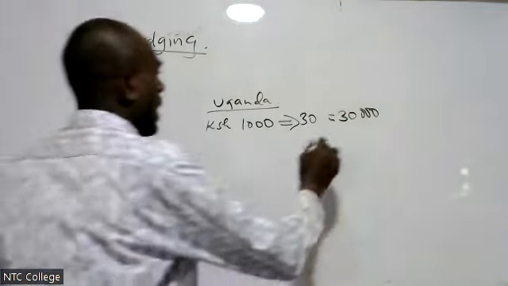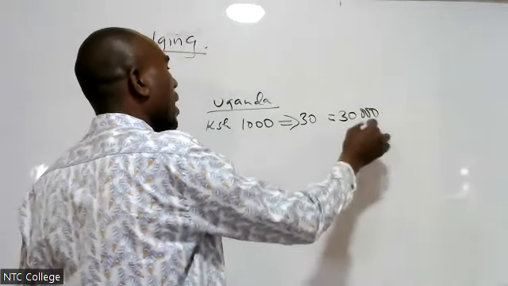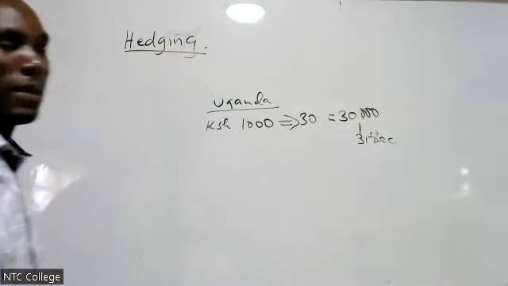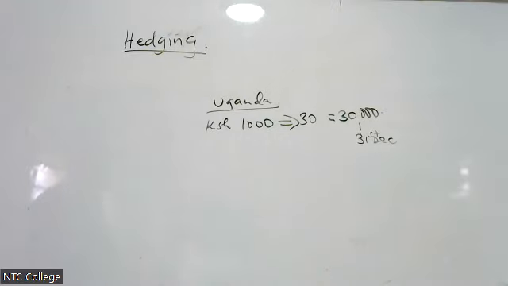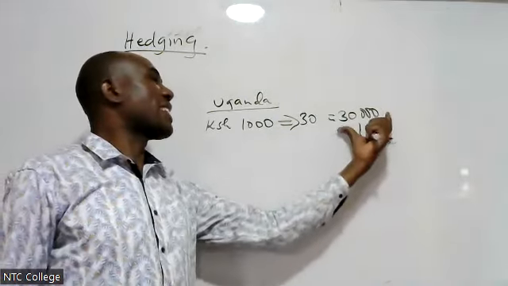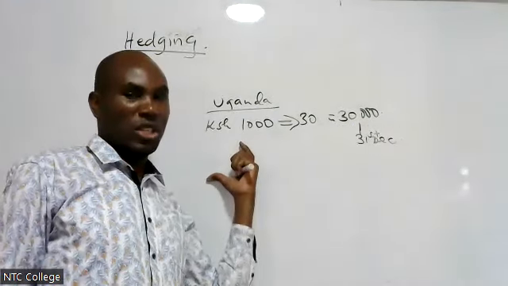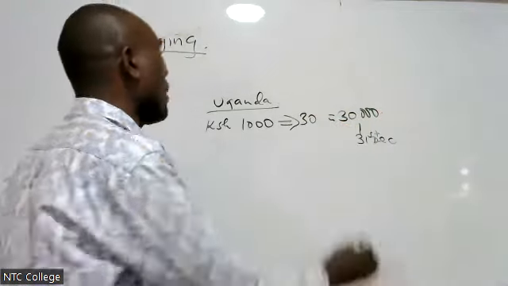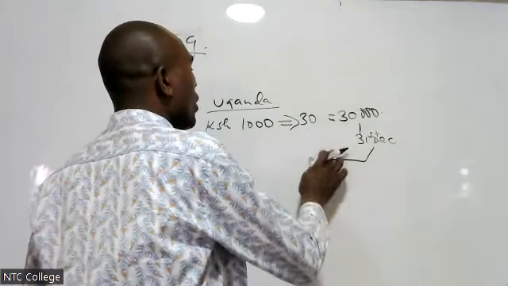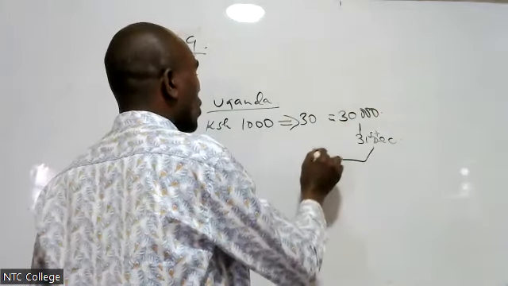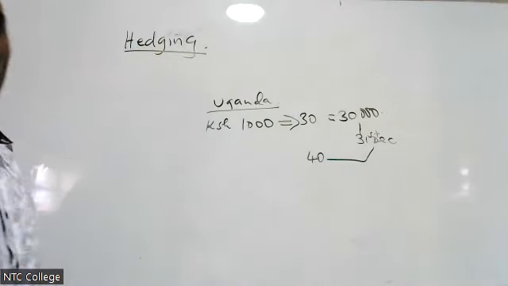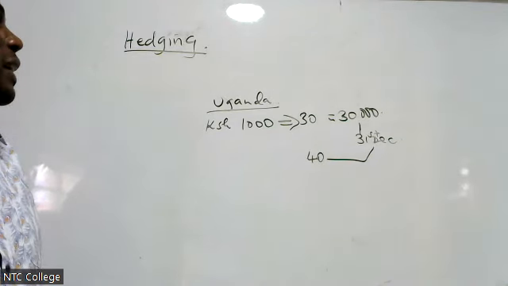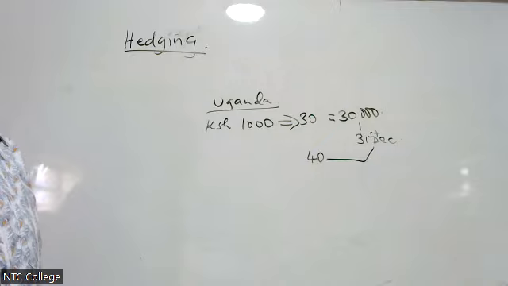Now, when I go to Uganda, let me say at the end of the year, on 1st December, I want to prepare my financial statement. It will mean that again, I translate these Uganda shillings into Kenya shillings. Therefore, at the point of translation, maybe the exchange rate has gone to 40 from 30. It's now 40.